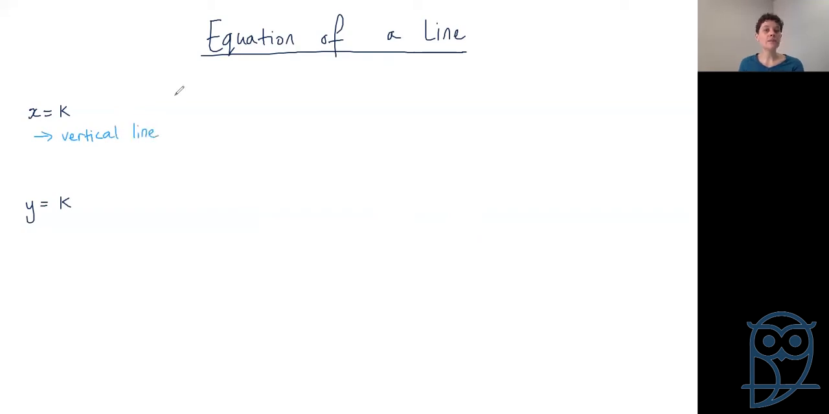For y equals k, it's the same thing. Y equals 2. Y equals minus 1.5. Okay? There's a constant value that y is always equaling. So anywhere on that line, y must have that value. So now we're looking at a horizontal line. So we have x equals k, we have y equals k. Those are our vertical and our horizontal lines.